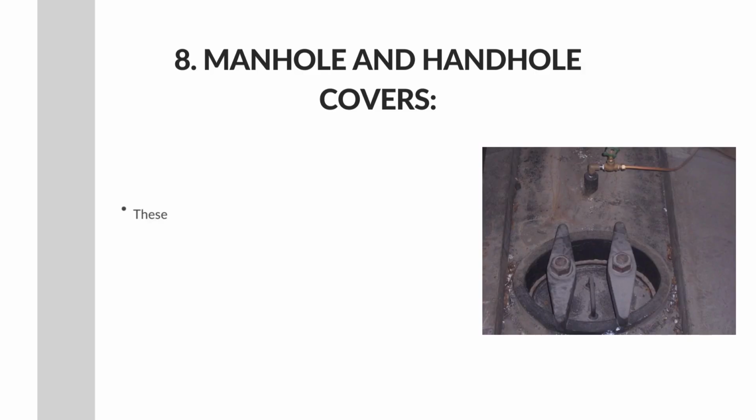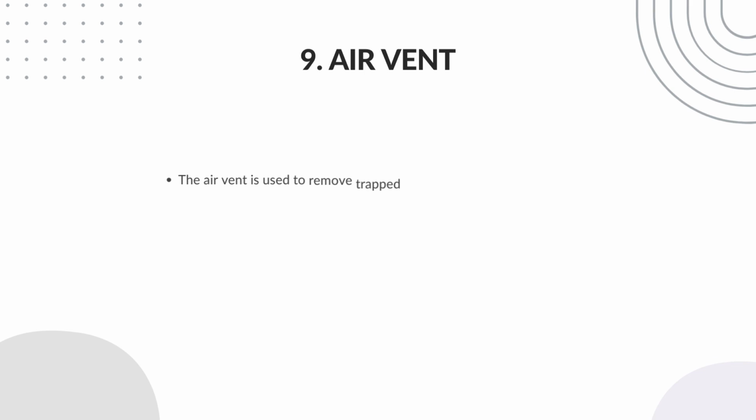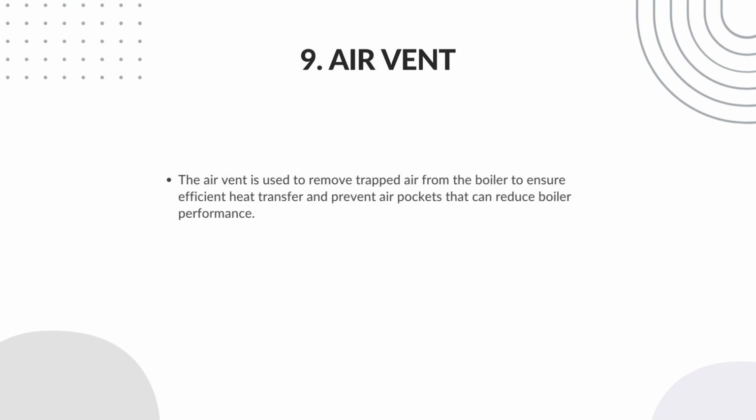Eighth is manhole and handhole covers. These are openings on the boiler shell with tightly sealed covers. They provide access for inspection, maintenance and cleaning of the boiler's interior. Ninth is air vent. The air vent is used to remove trapped air from the boiler to ensure efficient heat transfer and prevent air pockets that can reduce the boiler performance.